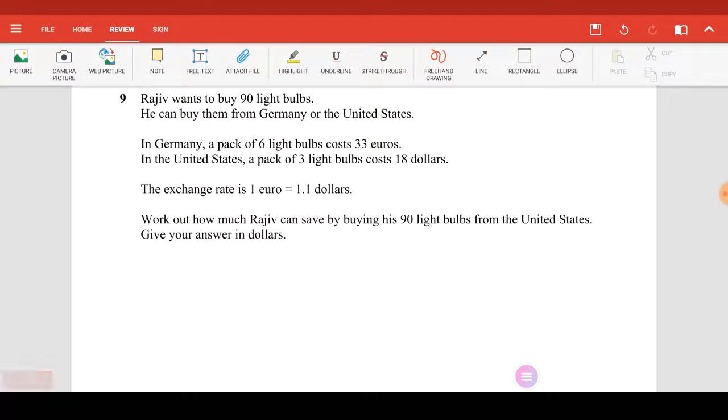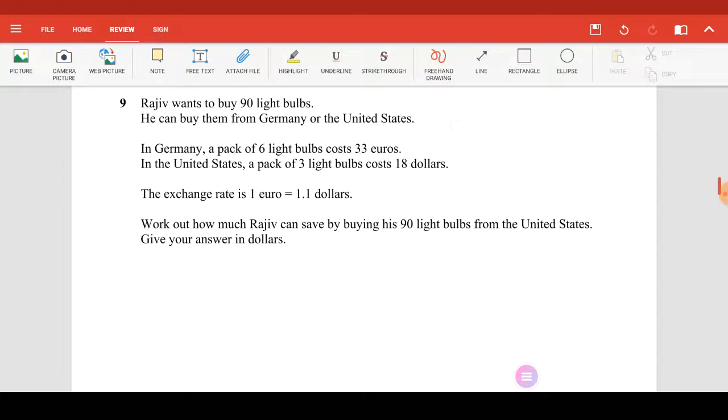Rajiv wants to buy 90 light bulbs. He can buy them from Germany or the United States. In Germany, a pack of 6 light bulbs costs 33 euros. In the United States, a pack of 3 light bulbs costs $18. The exchange rate is 1 euro for $1.1. Work out how much Rajiv can save by buying his 90 light bulbs from the United States. Give your answer in dollars.